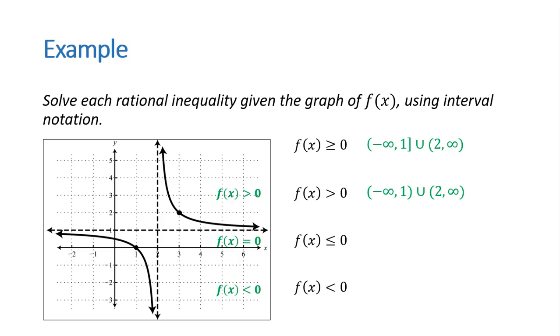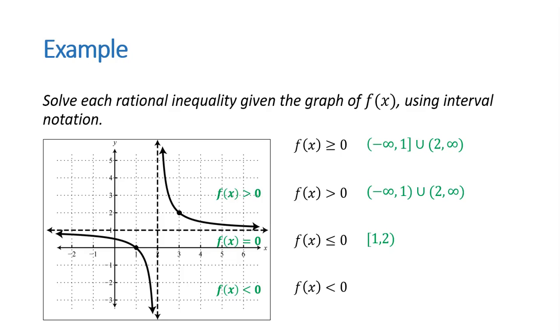If we want f of x is less than or equal to 0, that's going to be the range from 1 to 2. That's the only portion of the graph where we drop below the x-axis. So 1 corresponds to an intercept, 2 corresponds to a vertical asymptote. So we can include the endpoint at which we have an intercept. We can't include the endpoint at which we have a vertical asymptote. So it's the interval from 1 to 2, including 1, but not including 2. Again, intercept versus vertical asymptote, we include the first, we don't include the second.